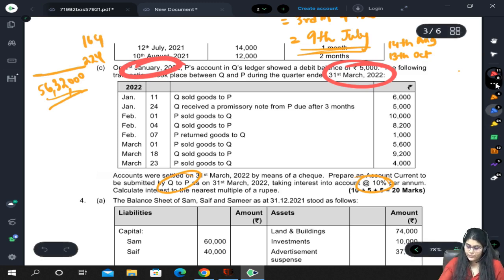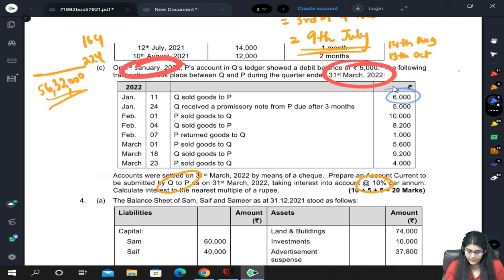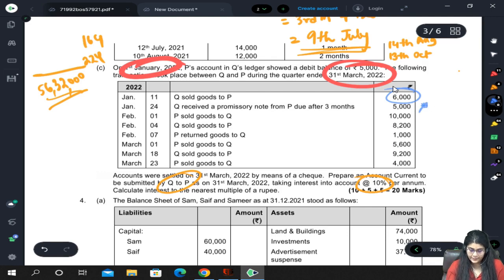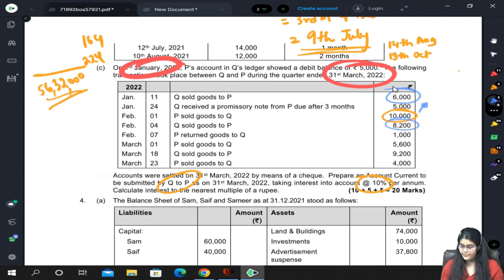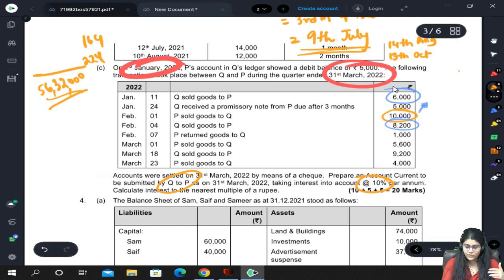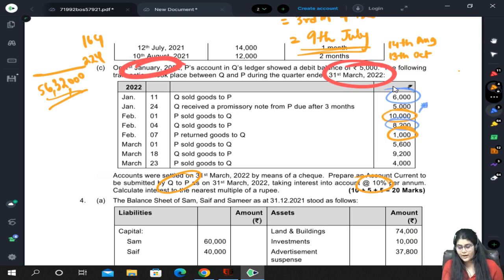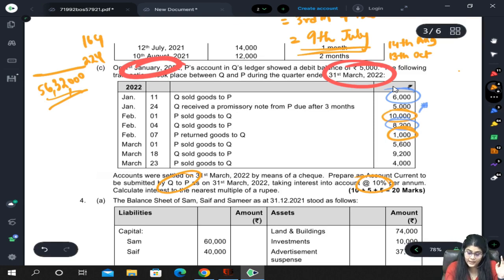So using blue color to show all the sales. Q sold goods to P. Q received a promissory note. This one we will deal with later. P sold goods to Q. Orange color to show purchases. Q to P again sale. P returned goods to Q. This one will be a sales return that will actually be recorded on the same side as purchases. So for now I'm circling it with orange.